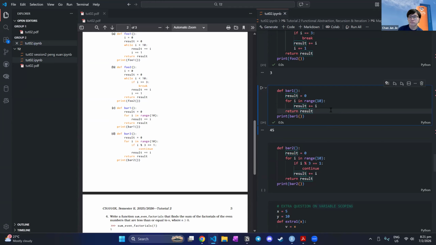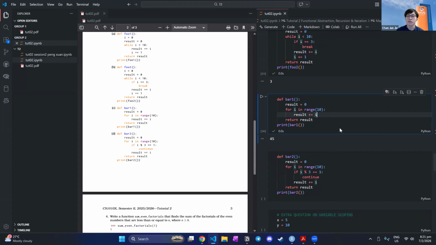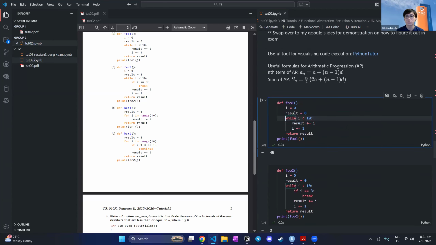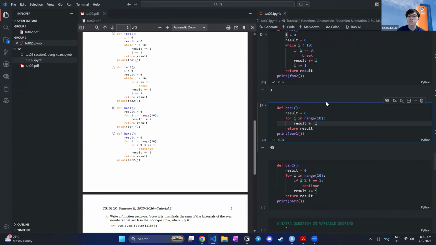It's range 10, then range 10 means that 10 is exclusive, but 0 is included, then step is 1. So it's the same as part A. Yep, thanks. It works the same way as part A. So this is just a for loop, while part A is a while loop. In these two cases, it works the same way.